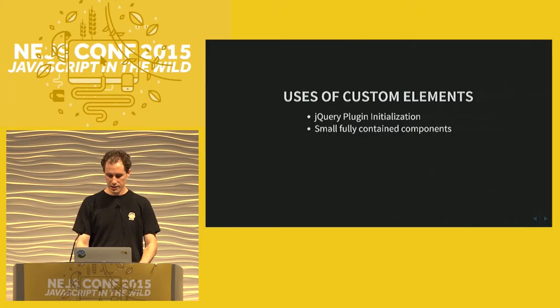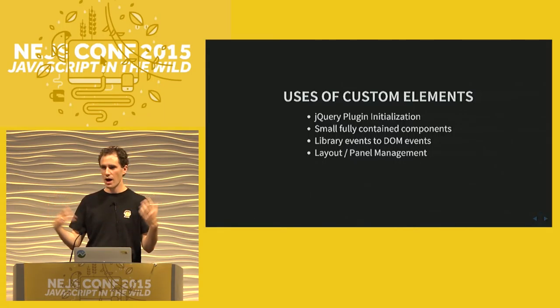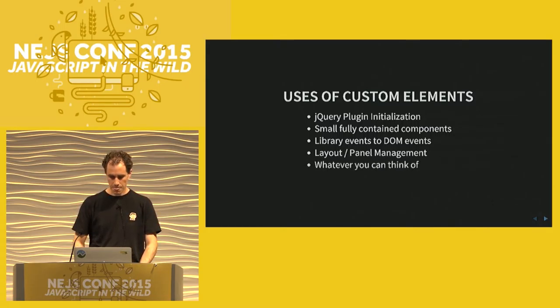So small, fully contained components like the time element are good use cases for custom elements. I showed you guys library events to DOM events. Other things you can think of, it's wide open here, right? We can use these to help manage layouts, or if you're trying to build components or widgets or containers, custom elements would be great for that. And then really whatever you can think of.